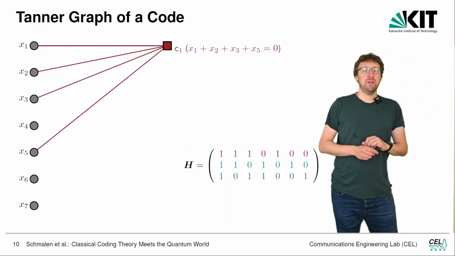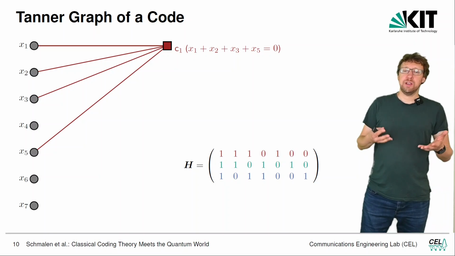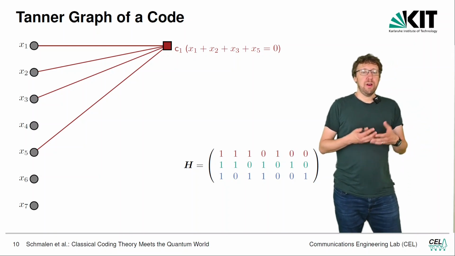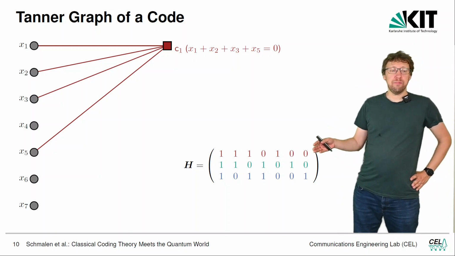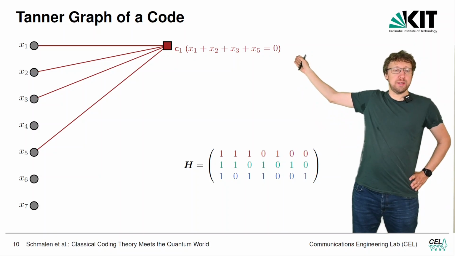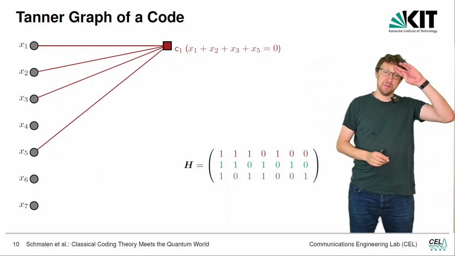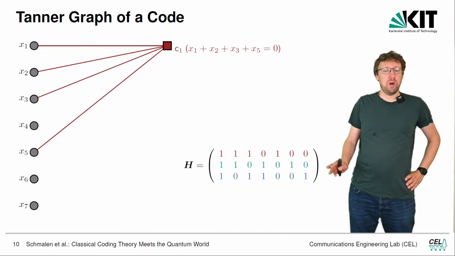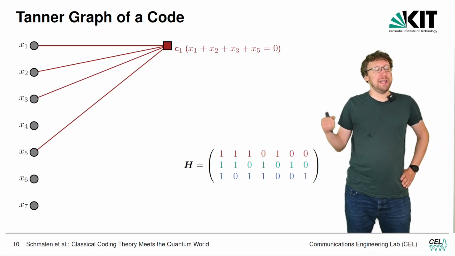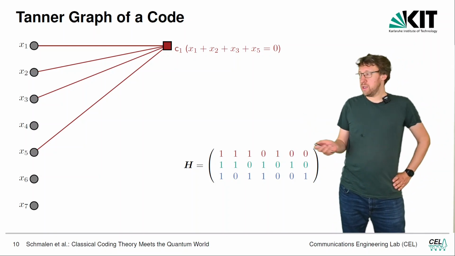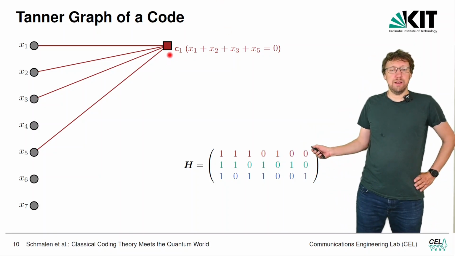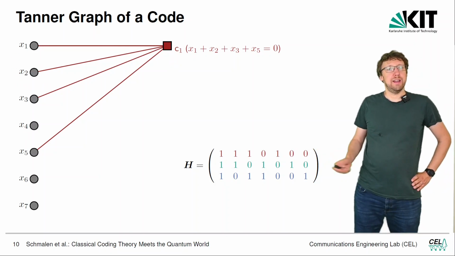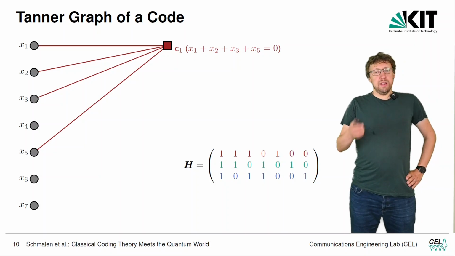Now we connect them to check nodes, and we connect them such that we visualize the parity check equations. So we have a first parity check, which is C1, and C1 depends on the first row of the parity check matrix. The first row of the parity check matrix essentially says that x1 plus x2 plus x3 plus x5 must be equal to 0. So what we do is we connect C1, the first equation, to x1, x2, x3 and x5.